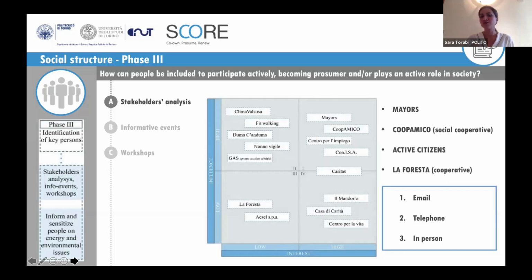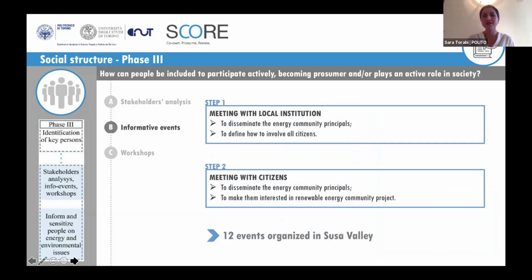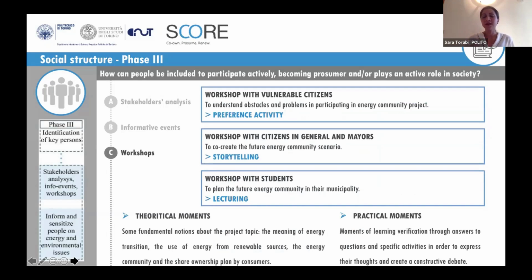We reached them through different methods: emails, telephones, and in person. We organized 12 events in Susa Valley with them in order to inform them. We divided these events into two main moments: a theoretical part, where we informed them and talked about what SCORE is and what the CSOP model is, and then always a practical moment. We played with them, organized different workshops, and got them involved in order to co-create the future scenarios.